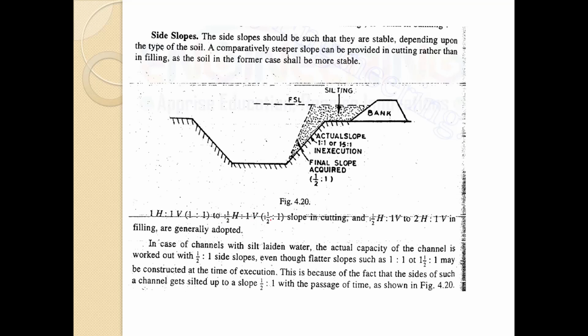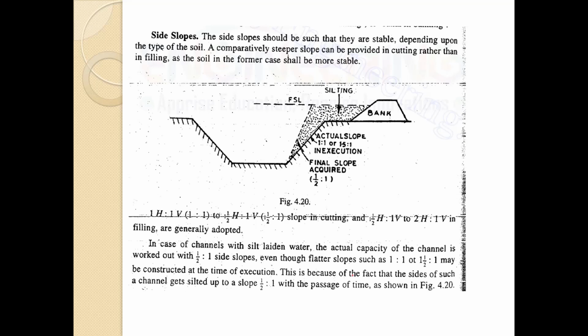to 1.5 horizontal to 1 vertical slope in cutting, and 1.5 horizontal to 1 vertical and 2 horizontal to 1 vertical in filling is generally adopted. In case of channels with silt laden water, the actual capacity of the channel is worked out with half is to 1 side slope, even though the flatter slopes such as 1 is to 1 or 1.5 is to 1 may be constructed at the time of execution.